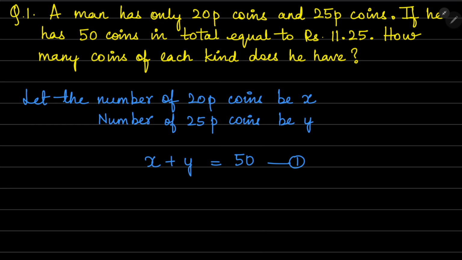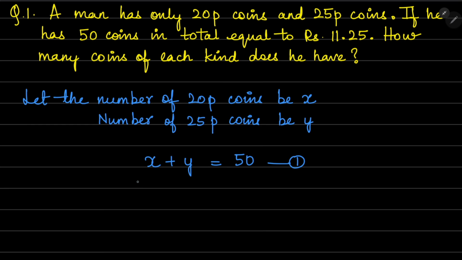Then the second equation will be, the man has only 20 paise coin. We don't know how many he has, right? 25 paise coin, he has y. But the total value of x 20 paise coins and y 25 paise coins is equal to 11.25. So we will convert it into paise because everything should be in paise. So 1 rupee is equal to 100 paise, so we'll multiply it by 100. Okay, so we'll convert rupees into paise.